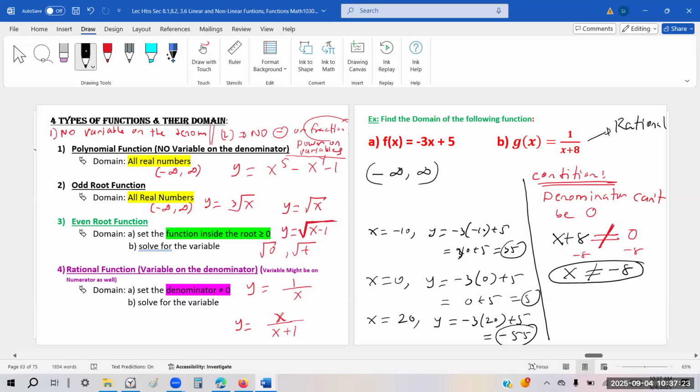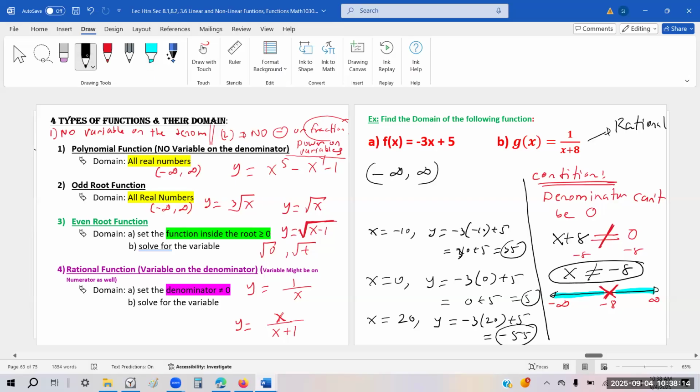This is called inequality notation, but we have to write it in interval notation. Interval notation means you look at the number line. What is the smallest number you have on the number line on the left? Negative infinity. And what's the largest number you have on the number line? Positive infinity. So you can use any number from negative infinity to positive infinity, but you cannot use which number? Negative 8. So use anything before here, use anything after here, just don't use negative 8. This is called graph notation.